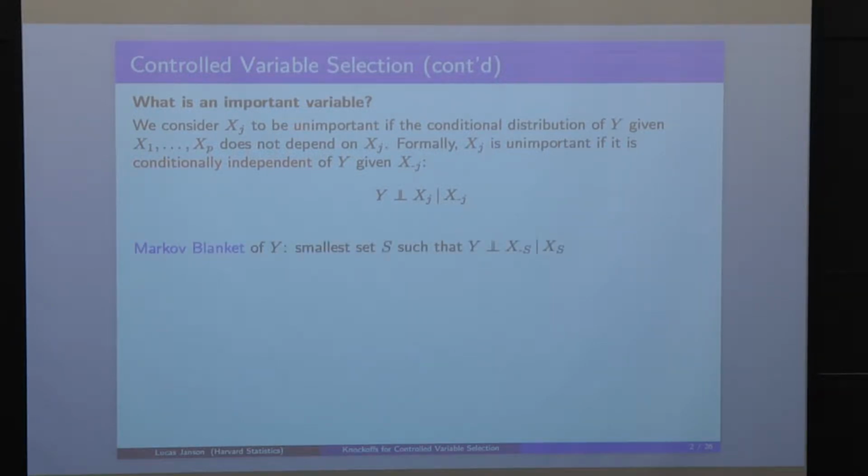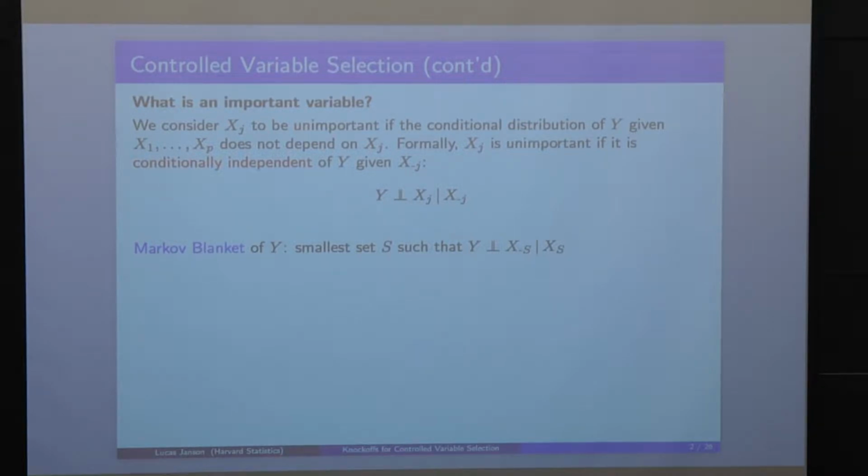And so under very mild assumptions, the set of all important variables defined this way, so this is all the unimportant variables if they're conditionally independent of y, so all the ones that are conditionally dependent on y constitute the Markov blanket, which is the unique smallest set S, such that y is conditionally independent of all the variables not in the Markov blanket, given all the variables in the Markov blanket. And so to me, this is a very intuitive and natural definition of important variables.